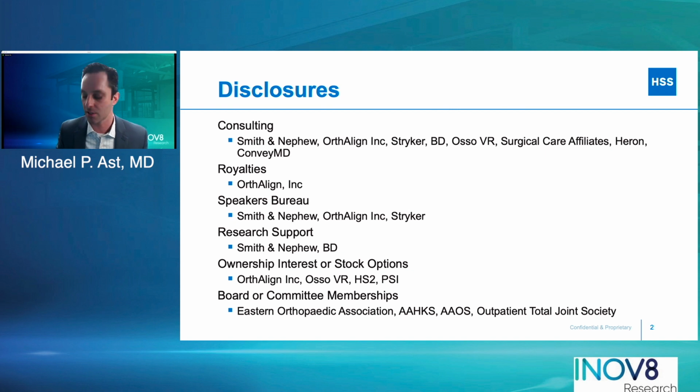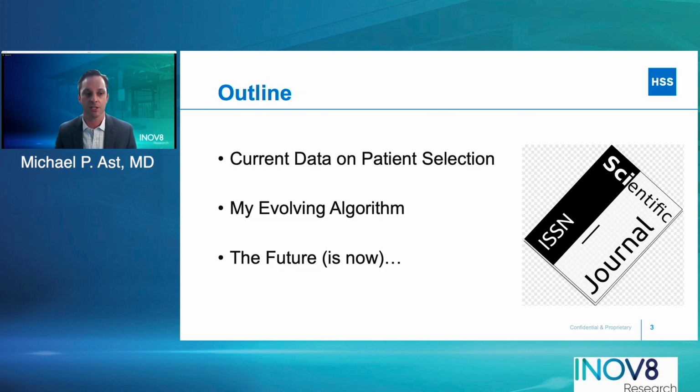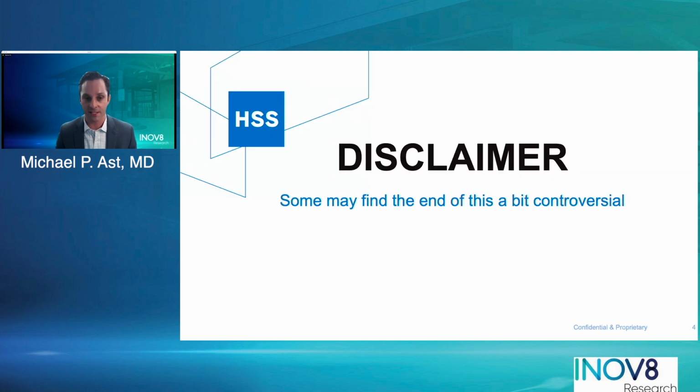I've got, again, the same disclosures that really aren't relevant necessarily to patient risk stratification. So I'll talk a little bit about what patient selection looks like and somewhat what some of the data shows us, and then a little bit on our evolving algorithm. And then, to steal from Caitlin's talk earlier, I'll explain why the future is now.